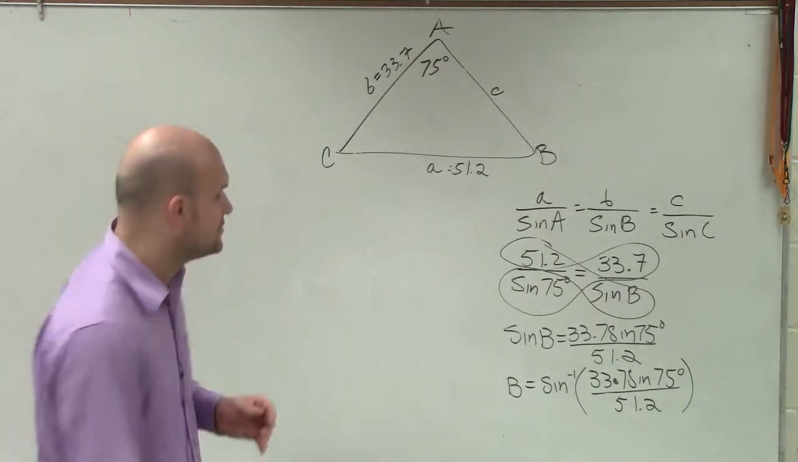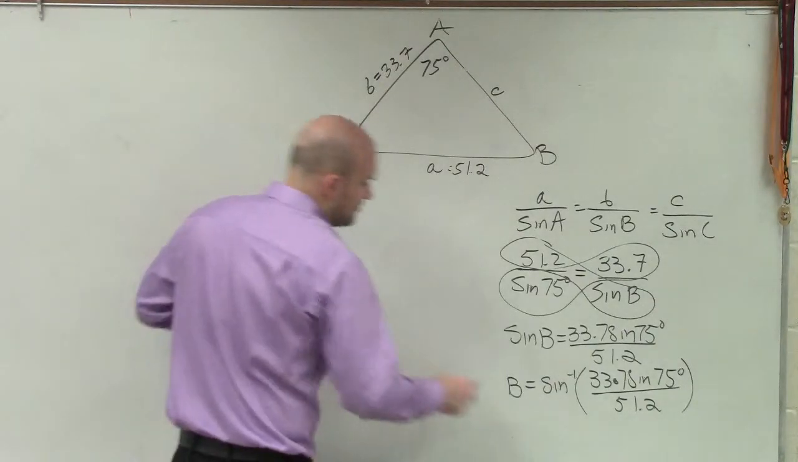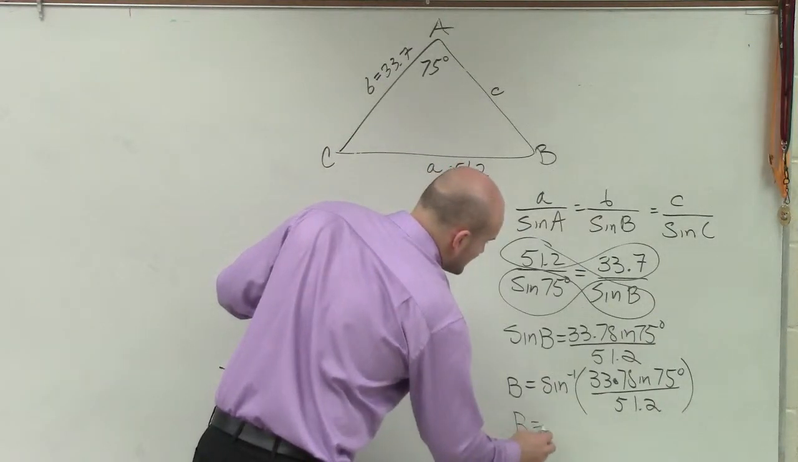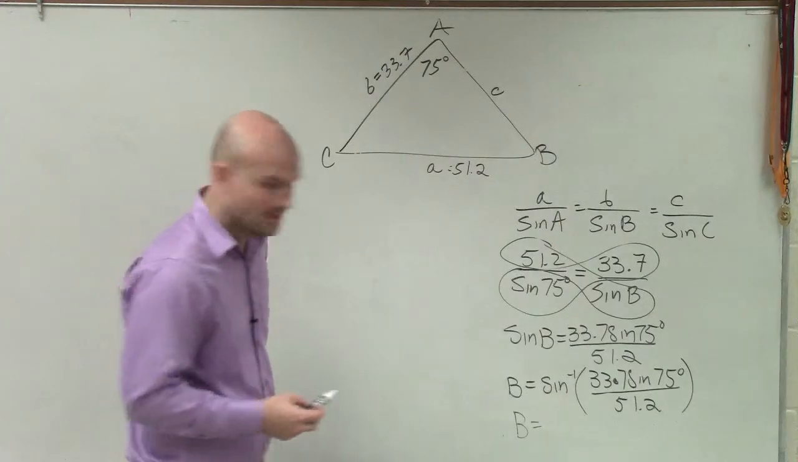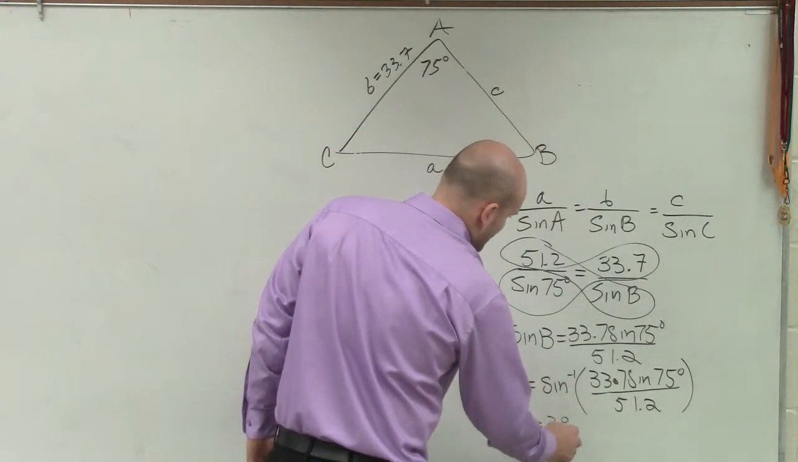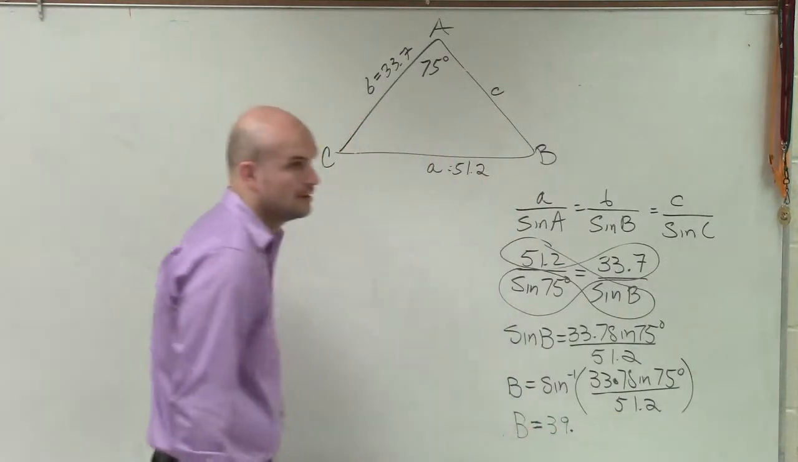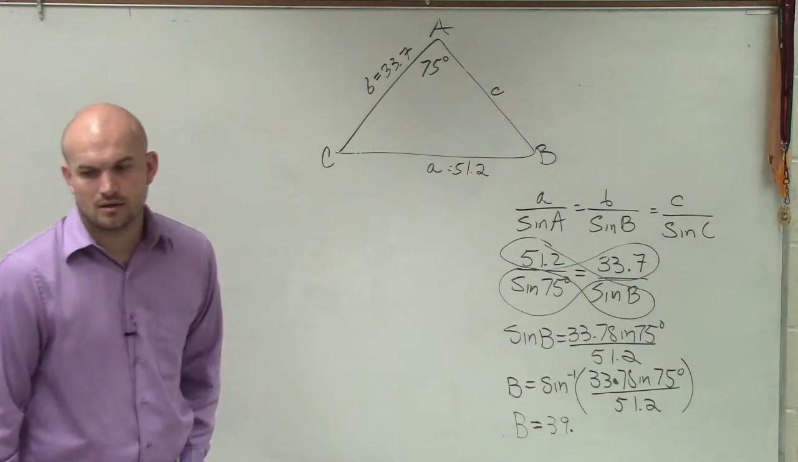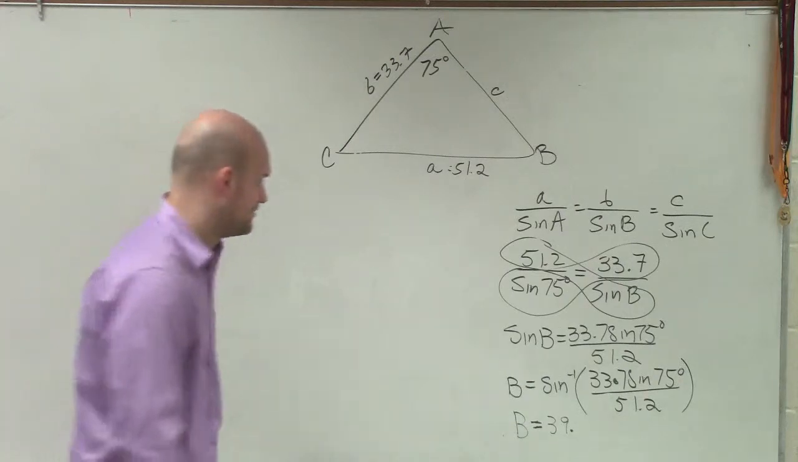Since we're going to be rounding to the hundredths, B is going to equal 39.48.